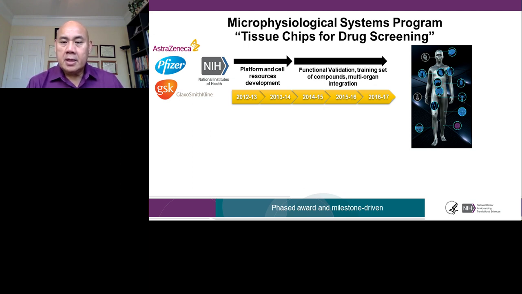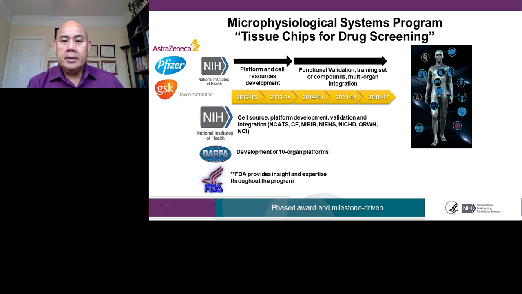Essentially, this training set of compounds are molecules or chemicals that have gone through preclinical assessment and have been approved by the FDA for human trials, but subsequently have been withdrawn because of adverse events. So the question we're asking is, with this model system, the tissue chips, would the human response have been predicted ahead, which the animal models and the in vitro 2D culture systems were not able to predict? That was the activity that has been going on in the last 3 years of the program, from 2013 to 2017.